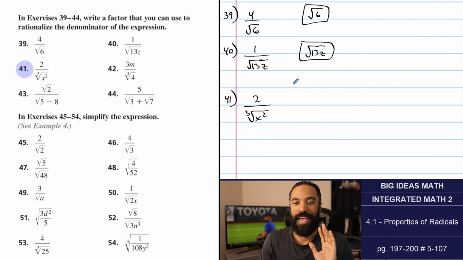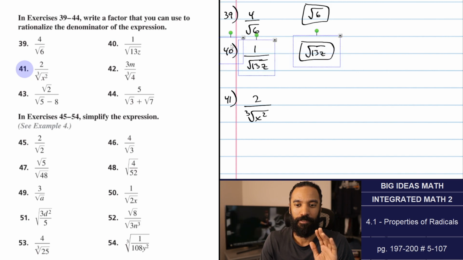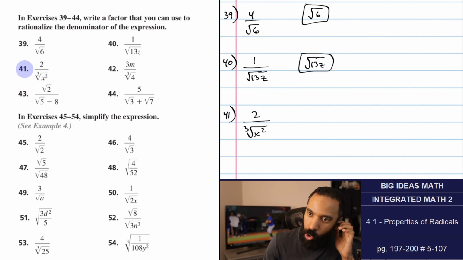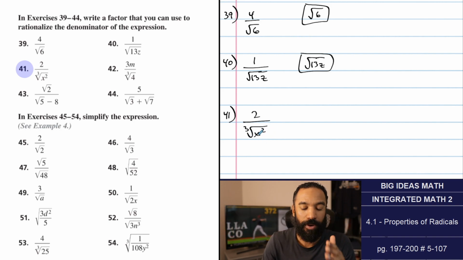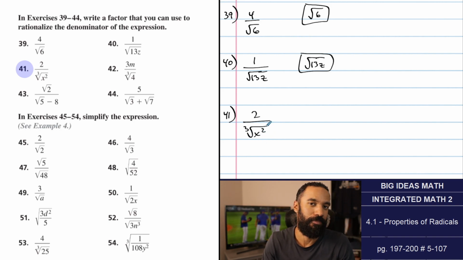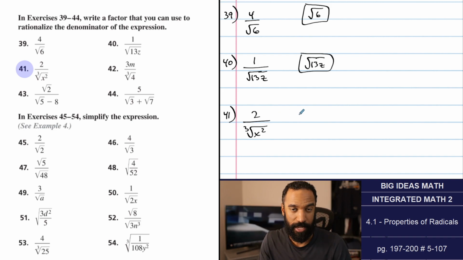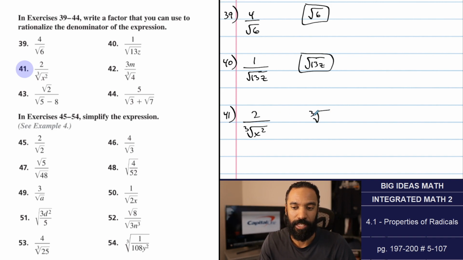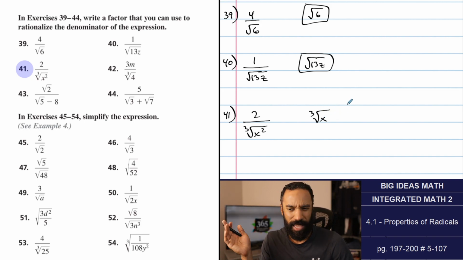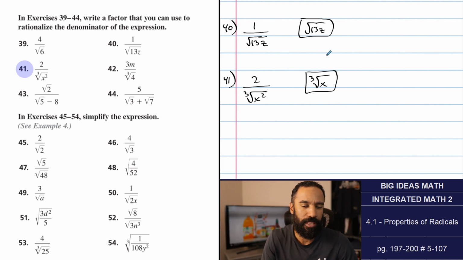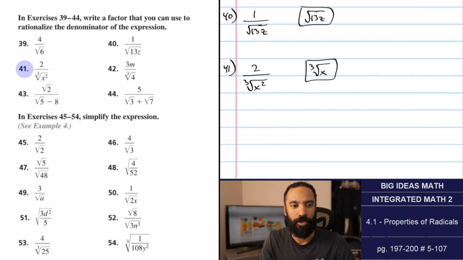Just multiply by enough so that you find a perfect cube after you multiply by something. So what would I have to multiply x squared by to get a perfect cube? I'd have to multiply by x. x squared times x is x cubed. So let's multiply everything by the cube root of x. This would net me a perfect cube. And I think that's the perfect way of putting it. I don't know why I didn't really talk about that in the past, but that totally works here.